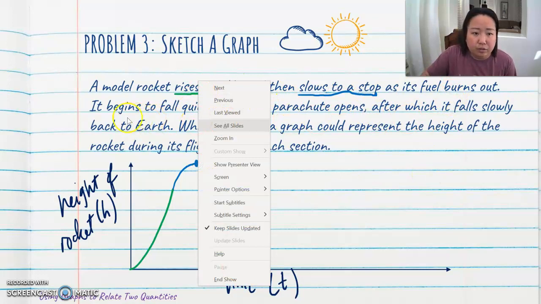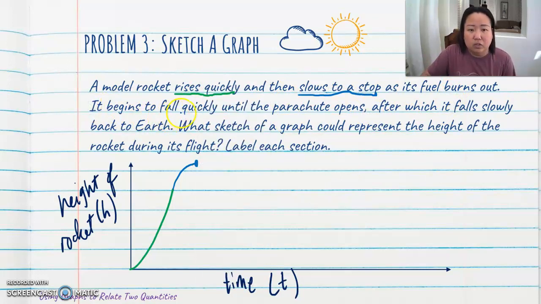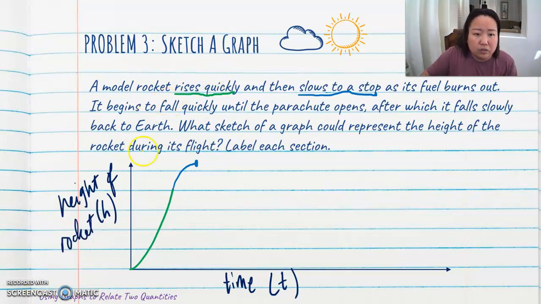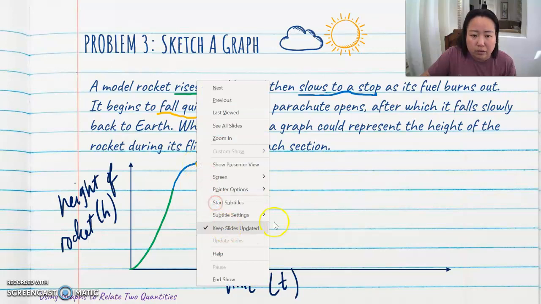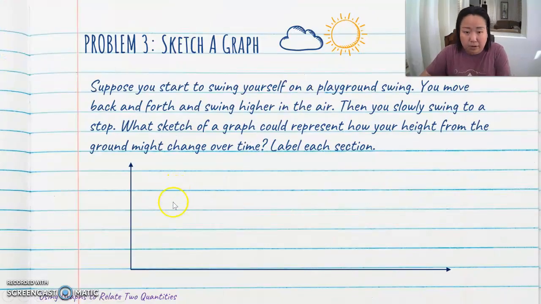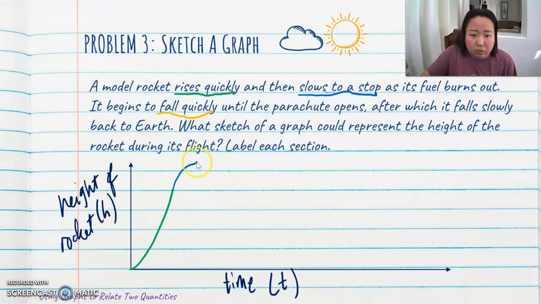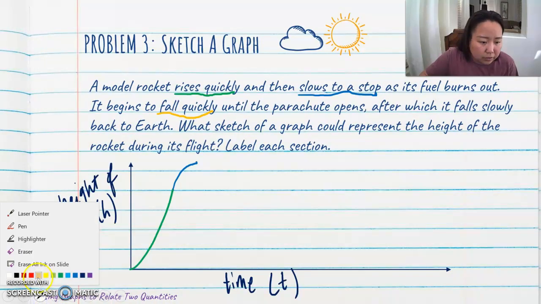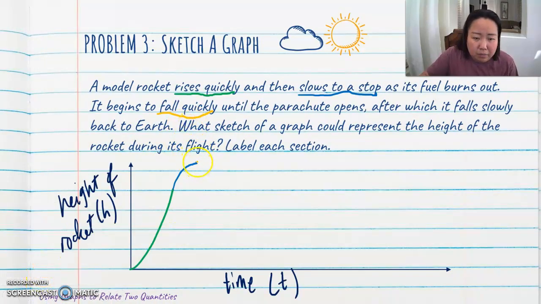Okay, now after the fuel burns out, it begins to fall quickly. So let's represent that next one. After the fuel burnout, it will fall quickly. So you can have it this way. Oops, sorry, my bad. Okay, so it will fall quickly here. My pen is not cooperating. So it will fall quickly. So something like that. Okay, until the parachute opens.